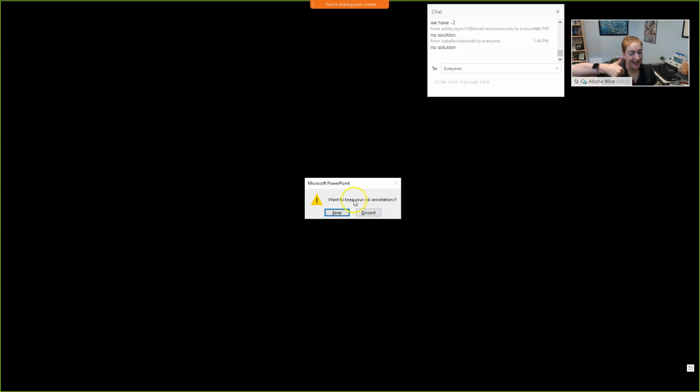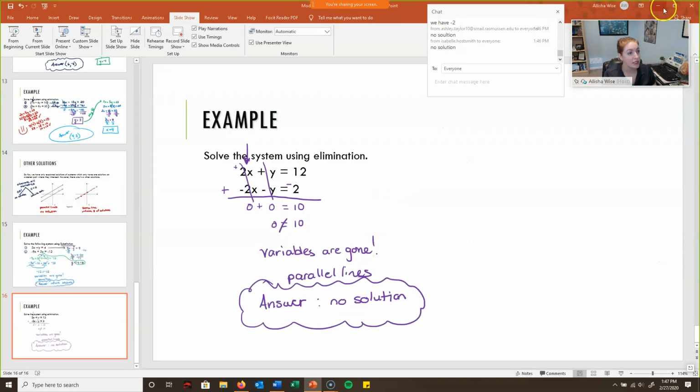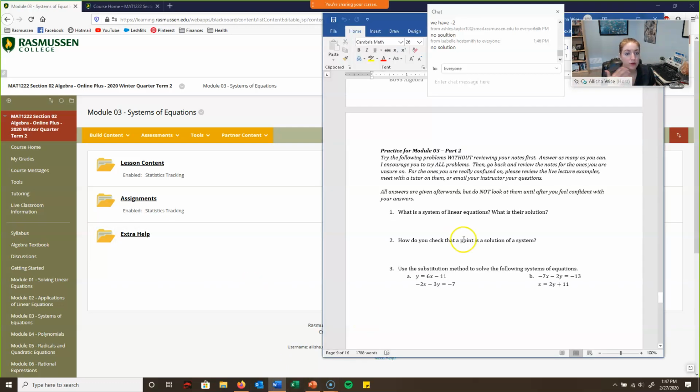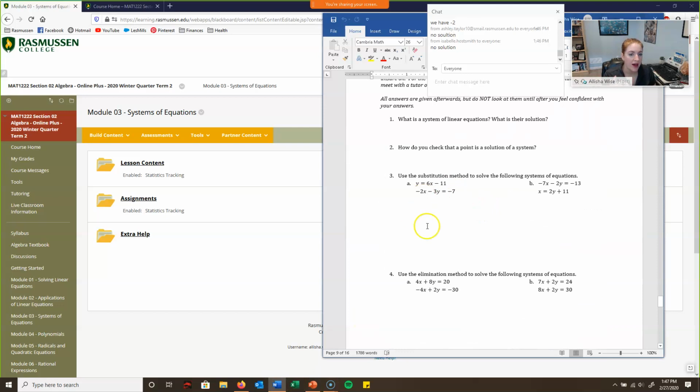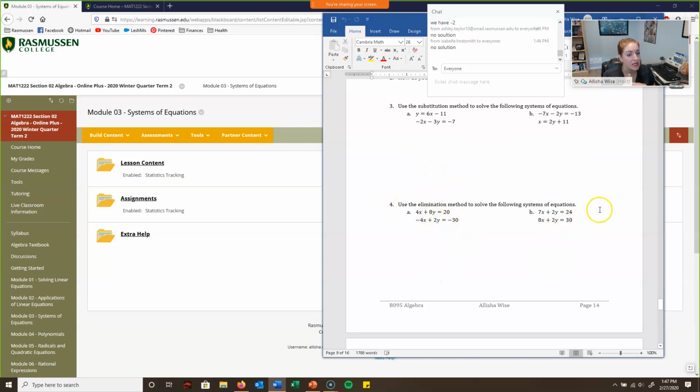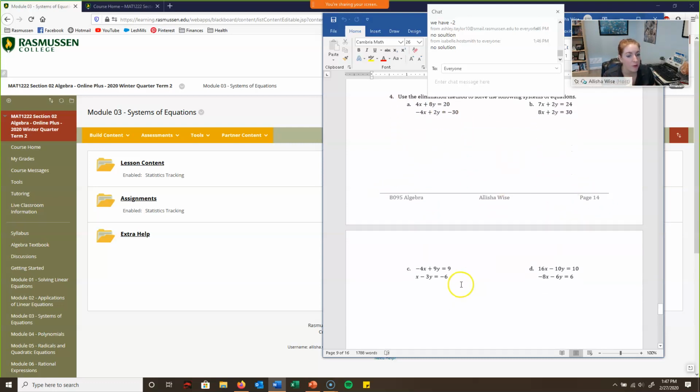Okay. So that was all I had today for the material. Let's go ahead and look at the homework though. So again, that was just a few examples. Make sure to pull up your notes. I do have several practice problems, so make sure you use substitution, practice that one. Elimination method, practice that one.